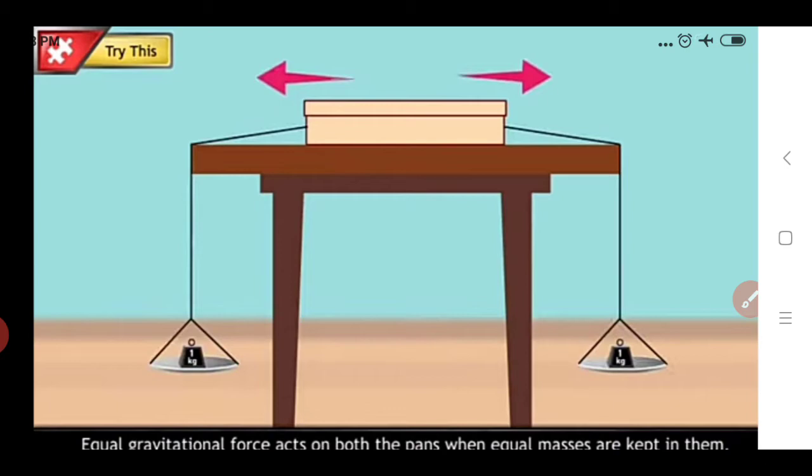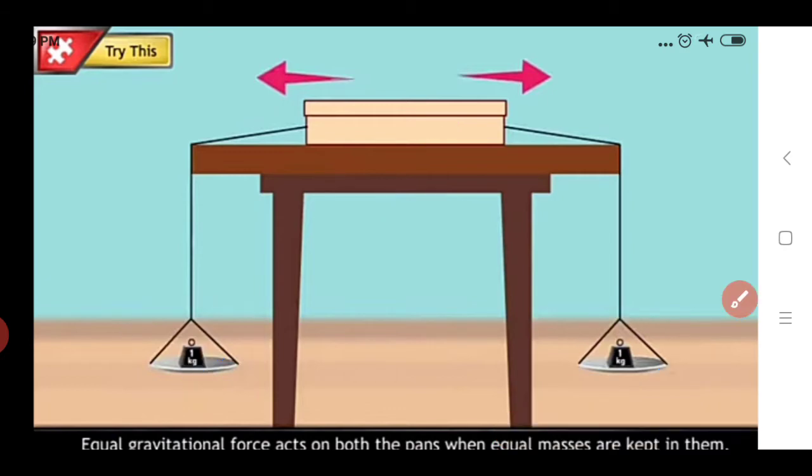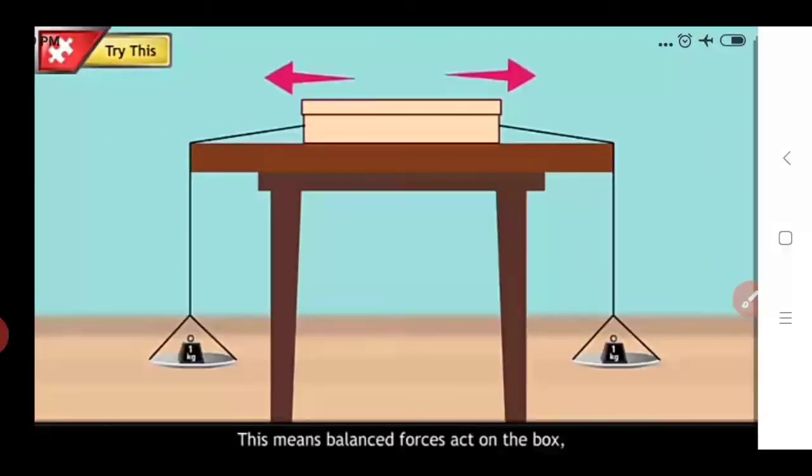Here, what happened in the first case, when we kept the same weight in both pans? The box does not move, it remains as it is. Why? Because the weights in both pans are equal, and the gravitational force acting on both pans is equal. In the first case, the gravitational force acting on both pans is equal because each pan contains equal masses.